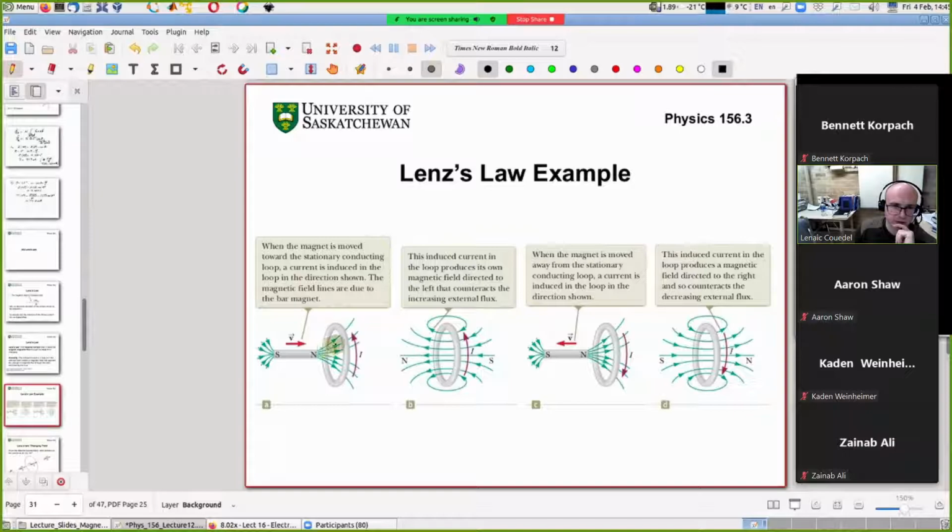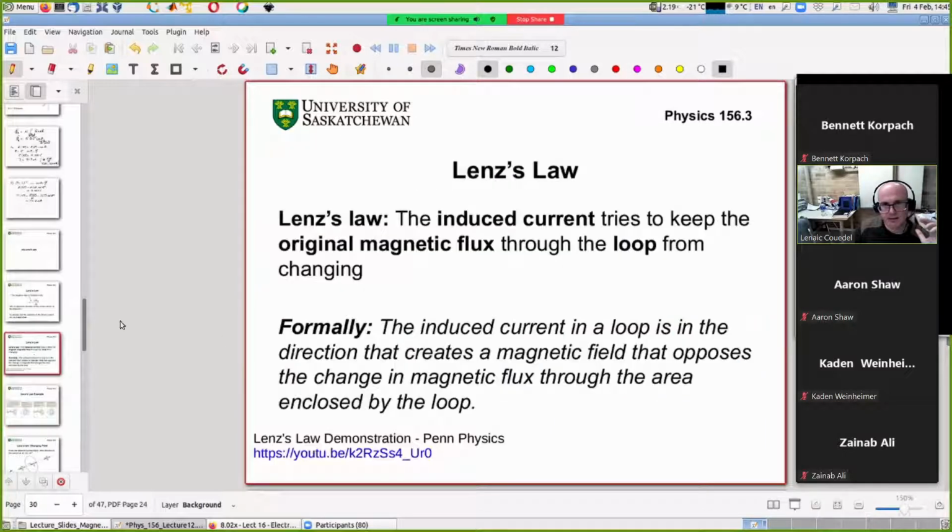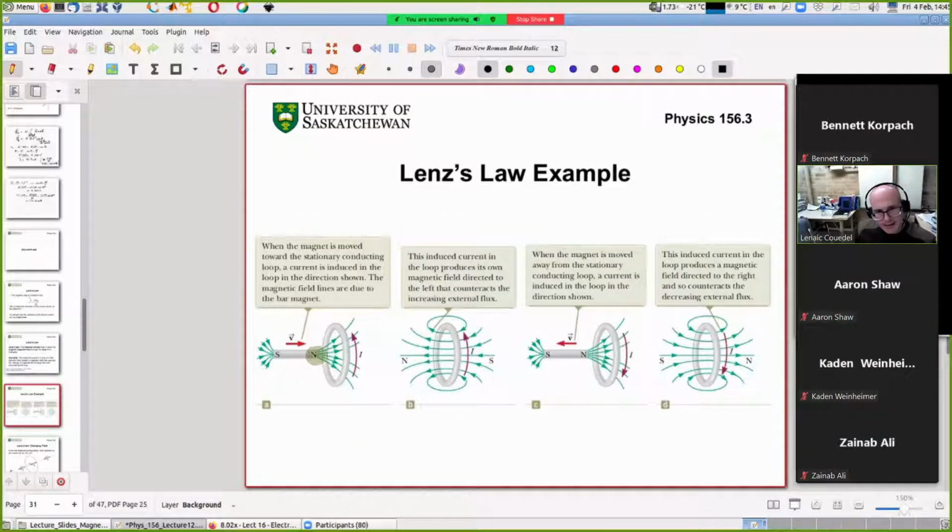And what you will experimentally see, and that's what the demo I showed you at the beginning of the lecture, is there will be a current induced in the loop. And here in green, that's the magnetic field line due to the bar magnet. So Lenz's law states that the induced current tries to keep the original flux through the loop from changing. Okay, so in case A here, you have a magnet going towards the loop. So the magnetic field is getting stronger and stronger when you get closer to the loop. Therefore, the flux of magnetic field through the loop is changing, is increasing.